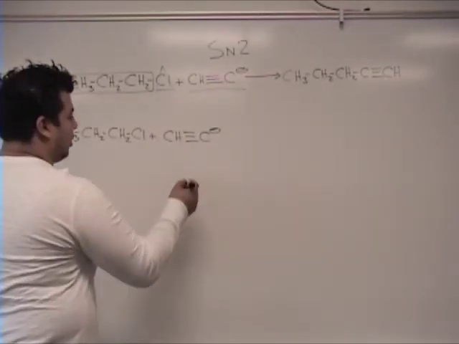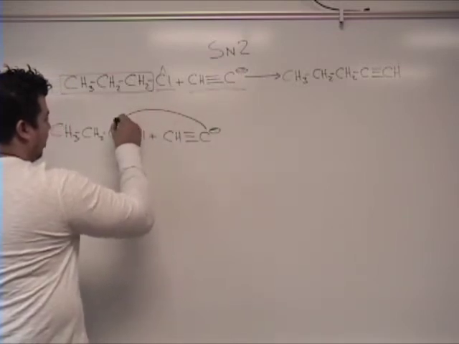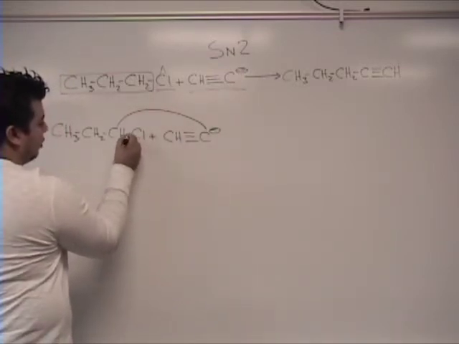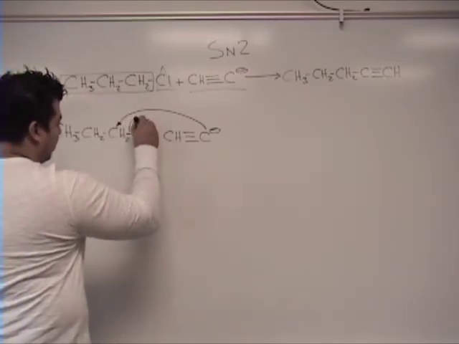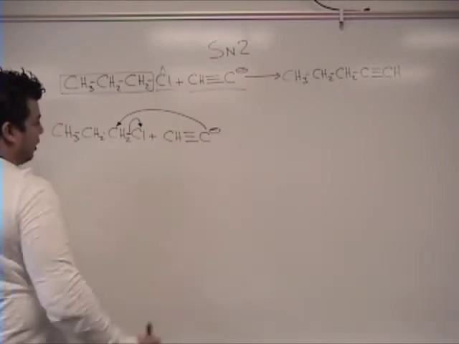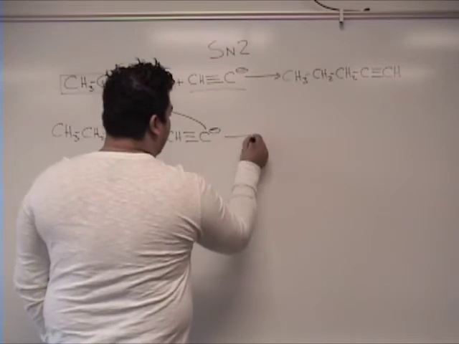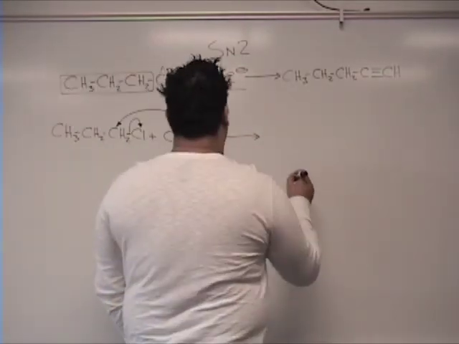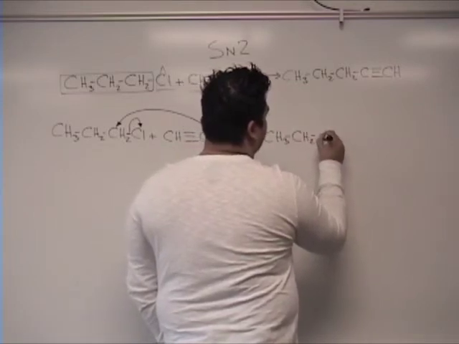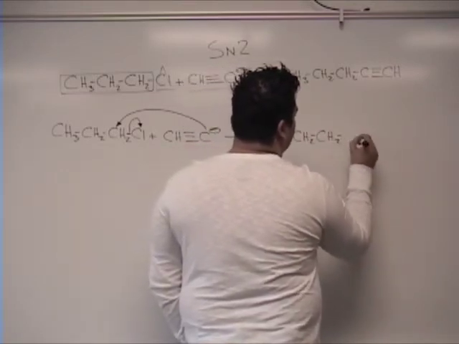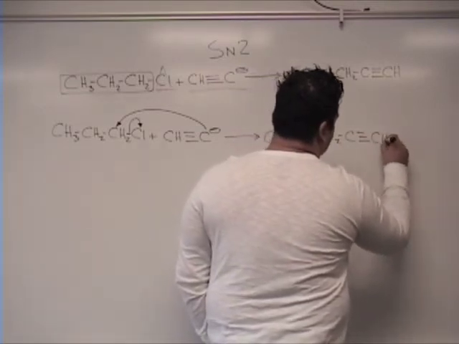So what's going to happen is, we said it's a concerted step. Well, this one attacks the carbon directly attached to the leaving group. Then the leaving group is going to leave and take the electrons with it. So our product is CH2, CH2, and then C triple bond CH.